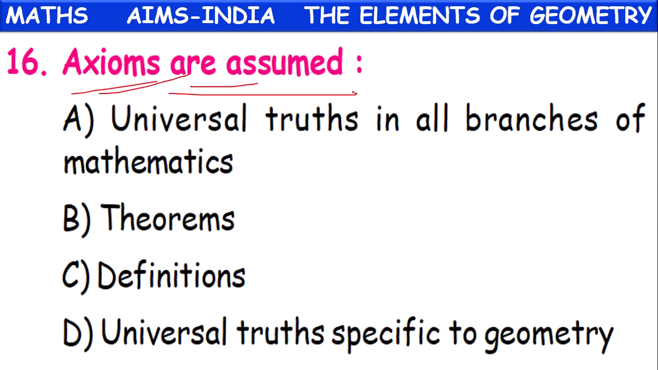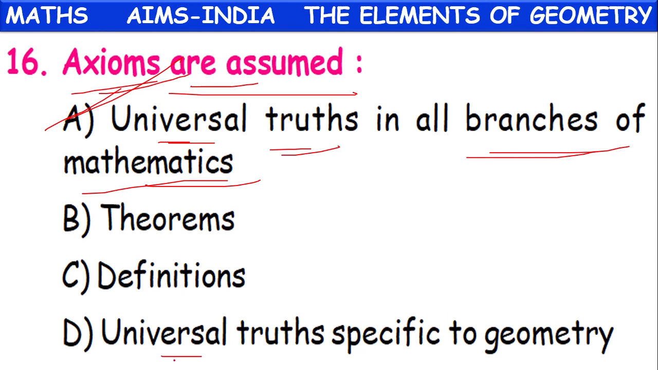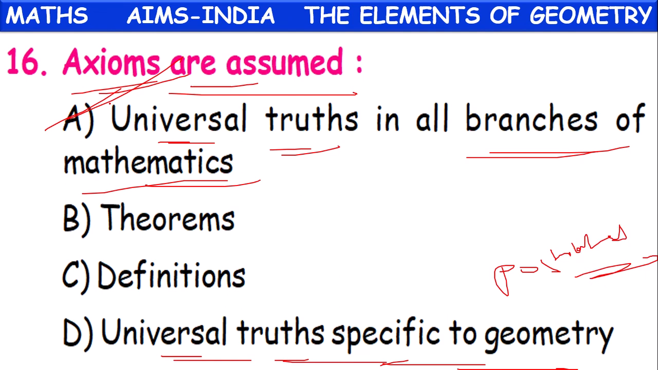So axioms are assumed universal truths in all branches of mathematics. Yes, true. D option, universal truths specific to geometry, they are called postulates. Axioms means all branches of mathematics.